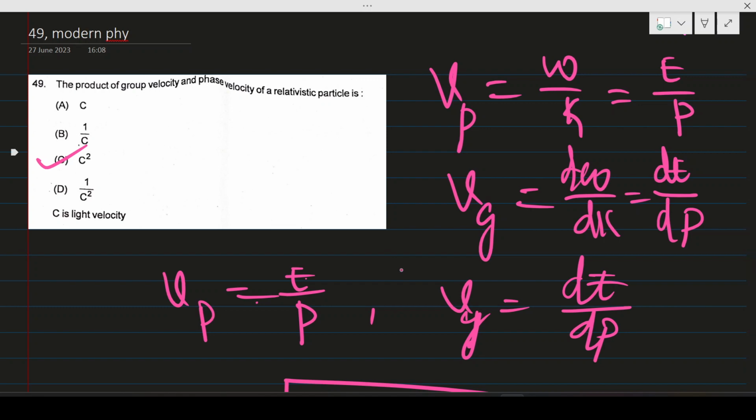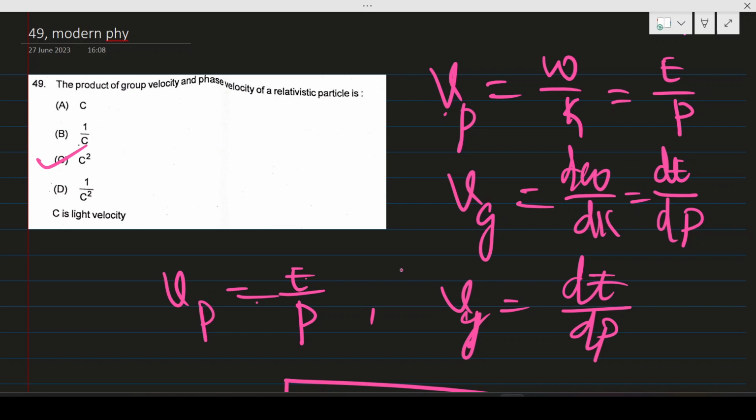So, the product of group velocity and phase velocity of a relativistic particle is, so basically phase velocity is equal to how much? ω by k, which is equal to E by P. Group velocity is how much? dω by dk, which is equal to dE by dP. Now in case of a relativistic particle, we will use the formula E by P and dE by dP.